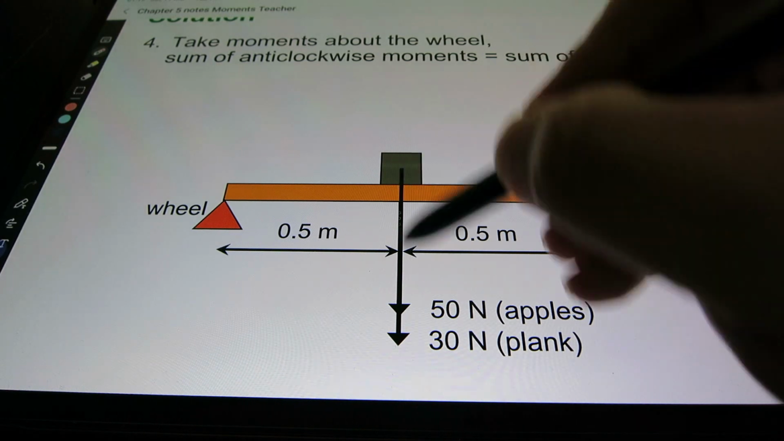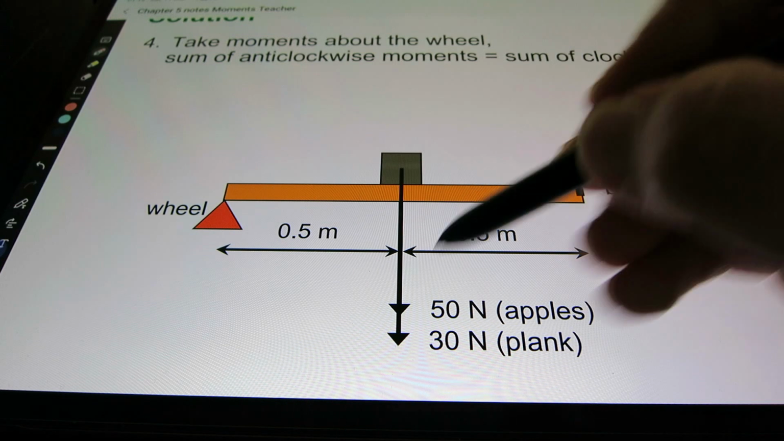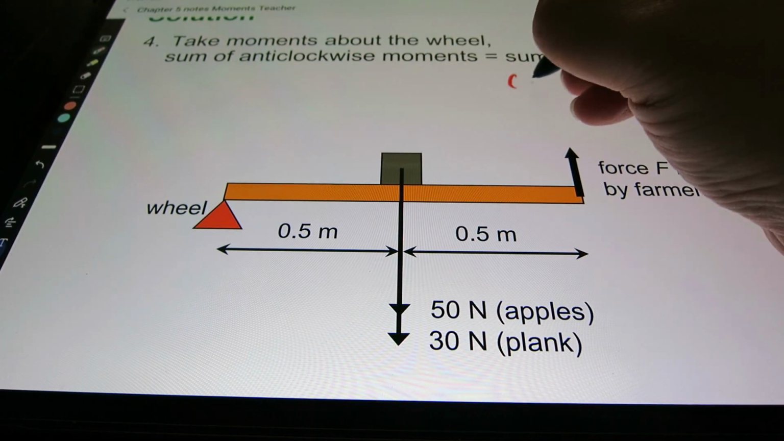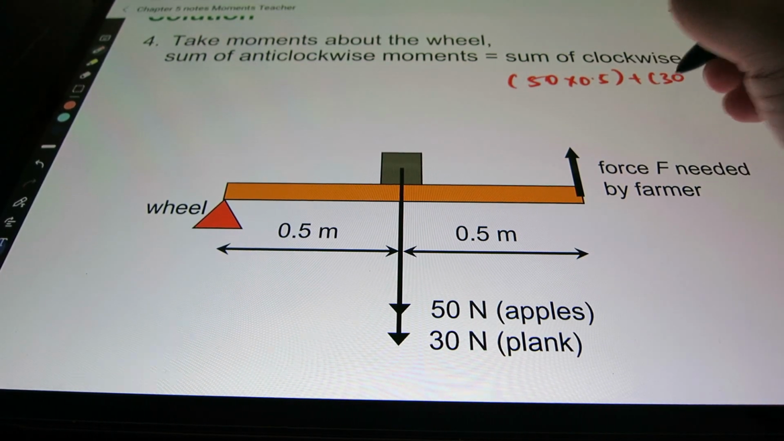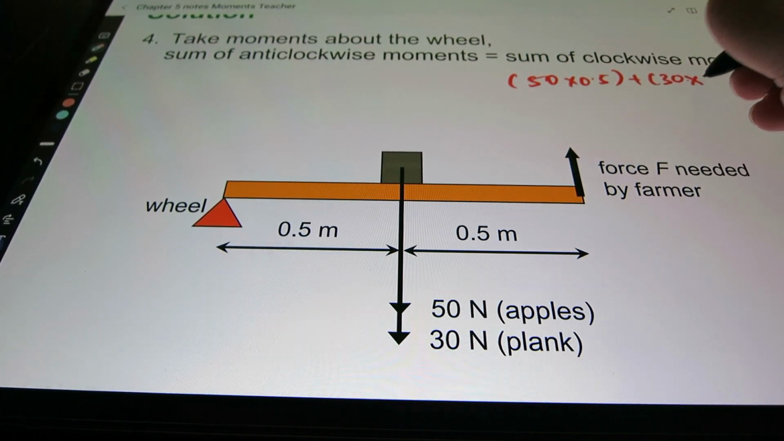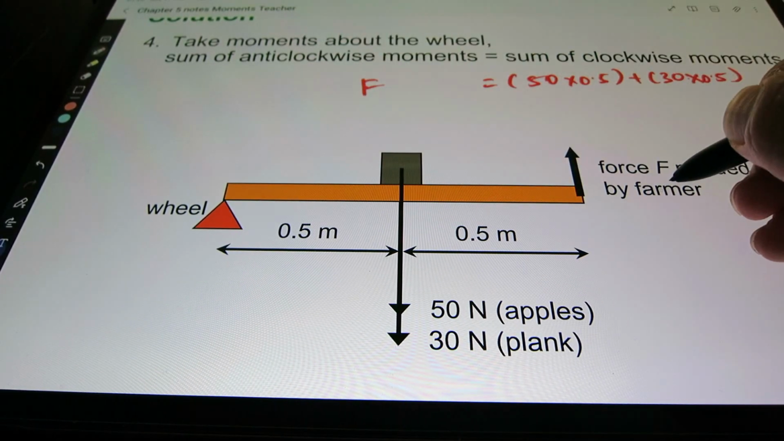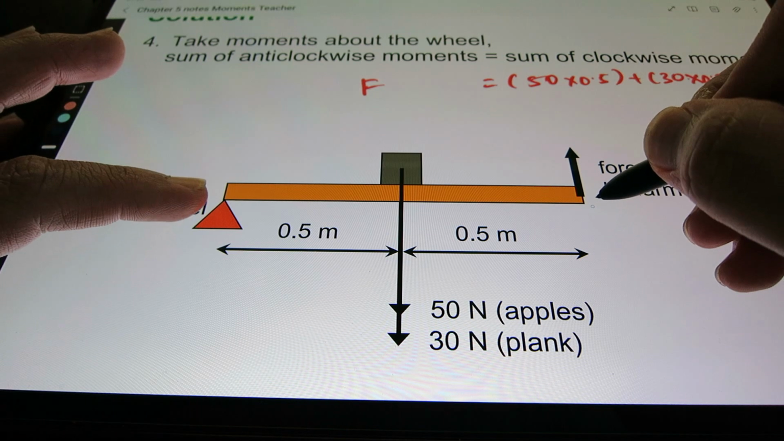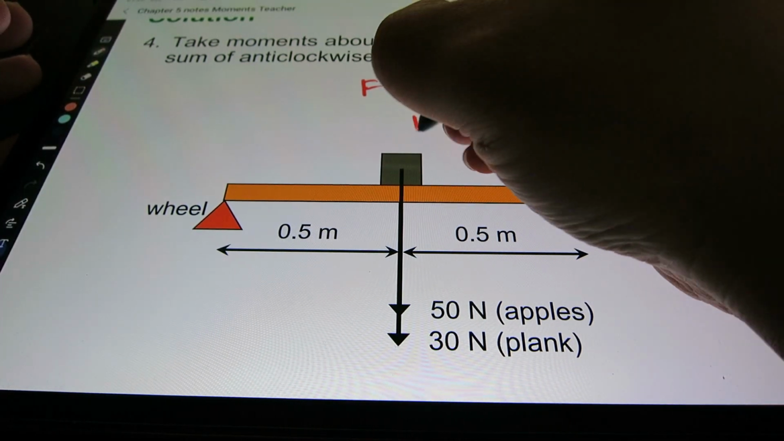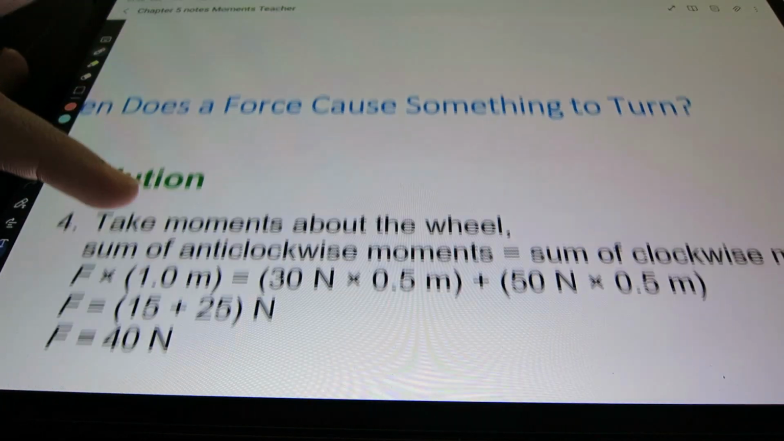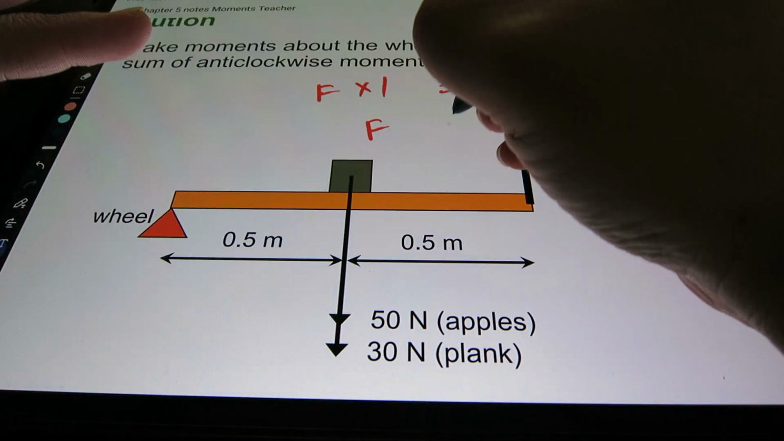So I have 50 newtons from the apple times 0.5 plus 30 newtons from the plank itself times 0.5. These are clockwise moments. This must then equal the force exerted by the guy, but the perpendicular distance for this guy is actually 1 meter from the pivot to the line of action of the force, times 1. So then I can find the force, and the answer for this is actually 40 newtons.